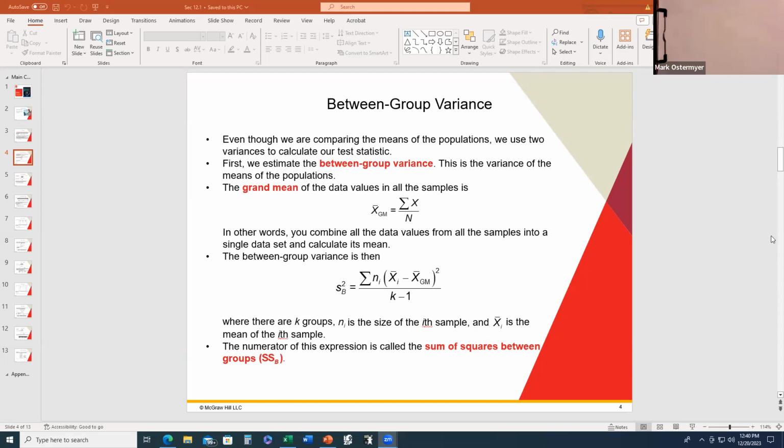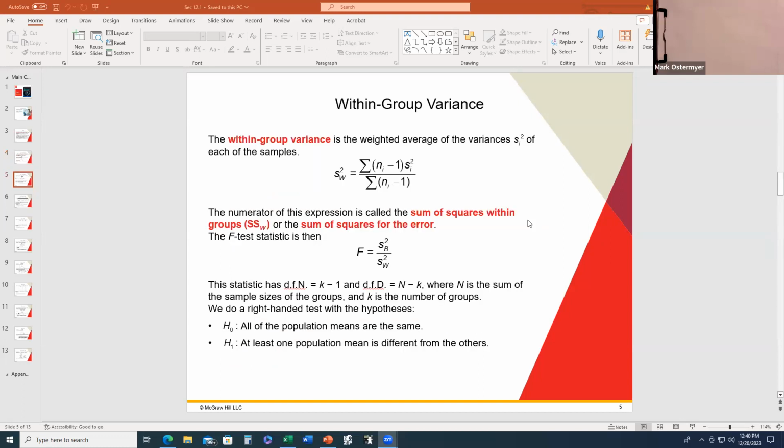Where we have K groups, N sub i is the size of the ith sample. So all these samples from the different populations may or may not be the same size. Sample sizes do not necessarily have to be the same. And X sub i bar is the mean of the ith sample. The numerator of this expression is called the sum of squares error between the different factors or categories that are being tested. So we call this sometimes the SSB, the sum of squared error between treatment levels. Sometimes we call our factors treatment levels also.